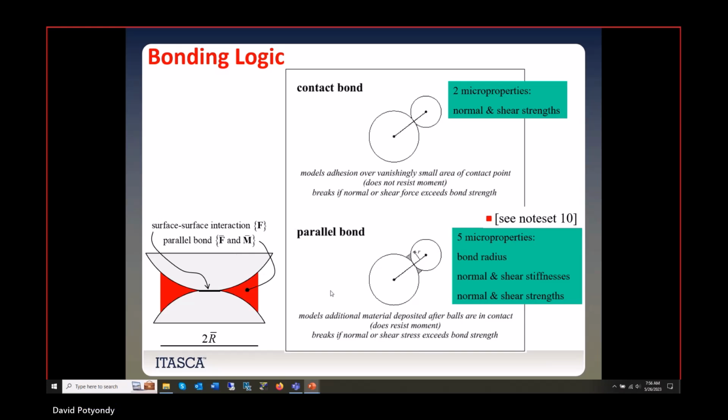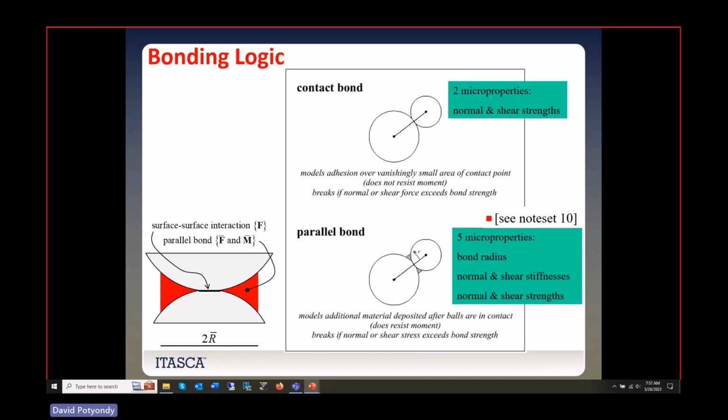Okay. This model now, we're going to keep it as simple as possible, but it gets more complicated now because the parallel bond has to have a radius. How wide is this thing? It also is going to have the stiffnesses of the cement, because the cement itself is now a deformable thing. So it's going to have a normal and shear stiffness. These are going to be stiffnesses per unit area because they're operating over a cross-sectional area that has a length of 2R bar. And then there has to be a concept of strength. And we'll talk about what that's going to be.